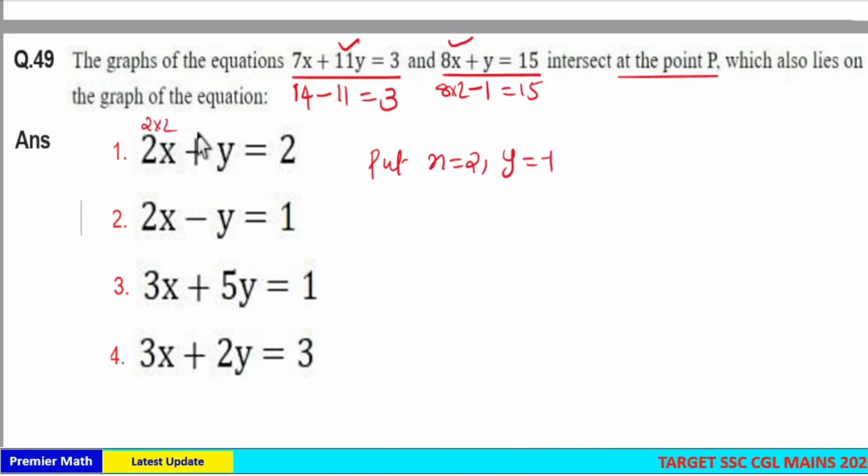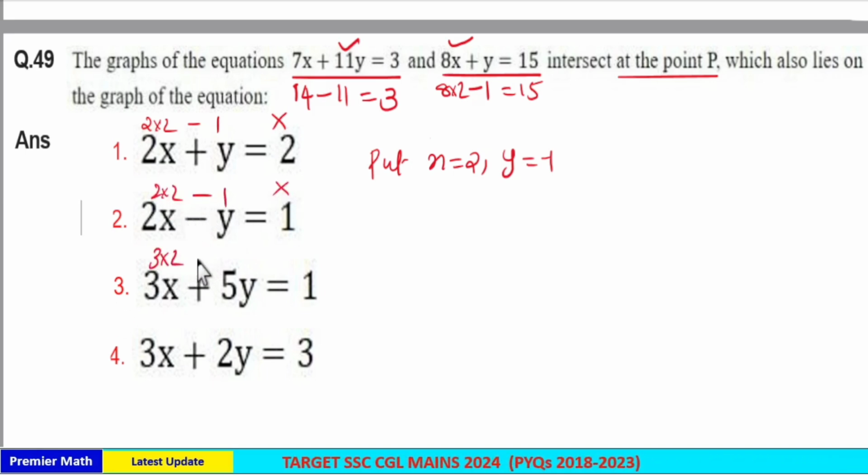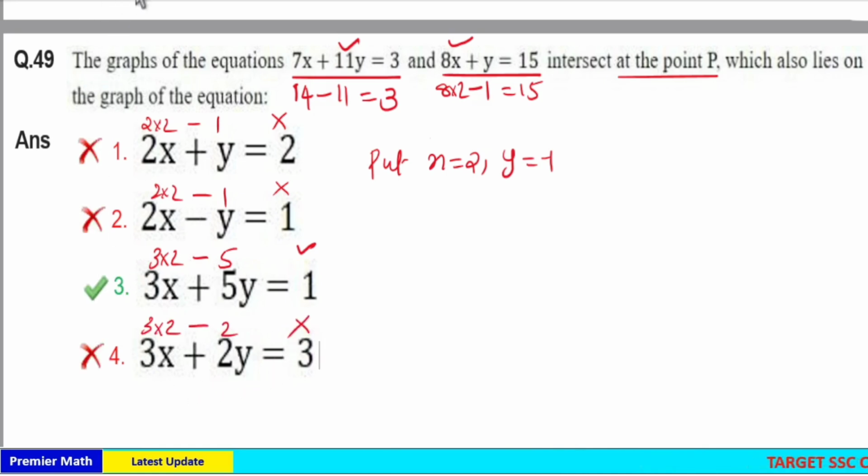2 into 2 minus 1 is not 2. And 2 into 2 minus 1 is not 1. 3 into 2 minus 5 is 1. So which is correct? 3 into 2 minus 2 is not 3. So option 3 is your answer. That is, the x component and y component are equal in the third equation.